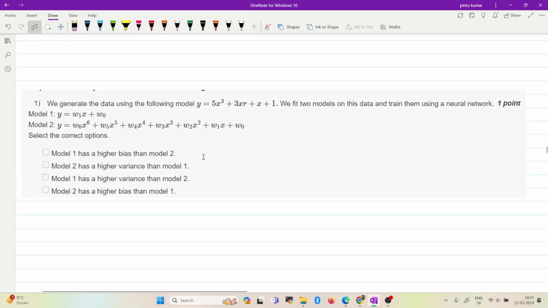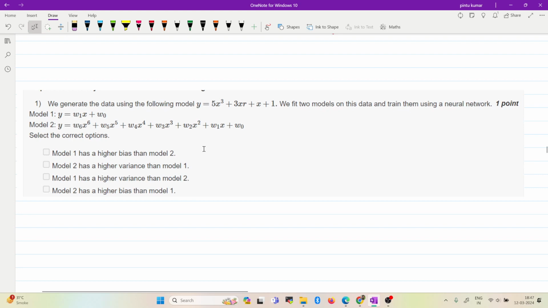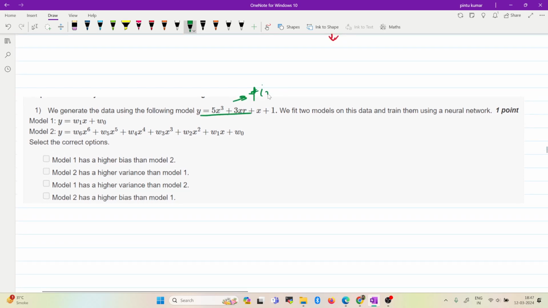Okay, I think we have one more question over here related to this thing only. So the question is, we generate the data using the following model. So this is your true distribution. And they're trying to fit two different models. Let's say this is G1, this is G2, or model 1, model 2. It is asking you which one has higher bias and which one has higher variance. You guys think about it for a minute and answer which is correct.